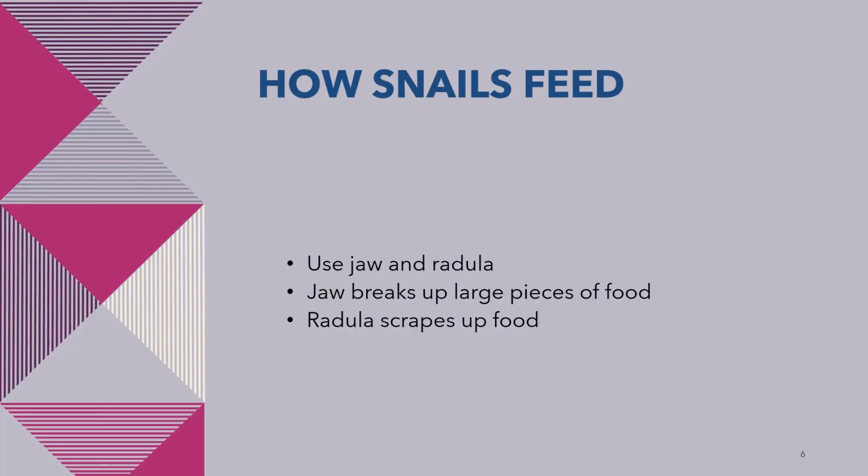Snails, like most mollusks, have a radula, which is almost like a tongue that has a bunch of tiny little teeth on it that scrapes things up. But they have a jaw that lets them tear off larger pieces of food, and then the radula scrapes it up.